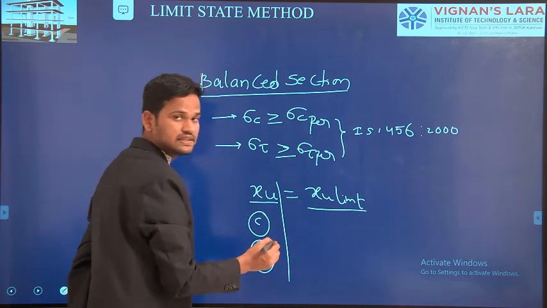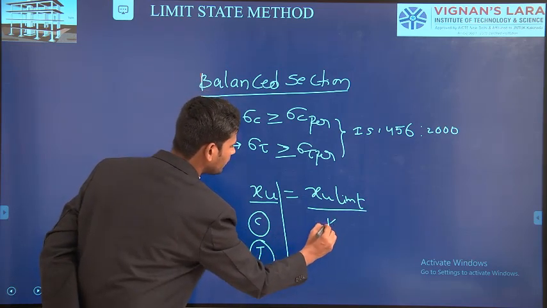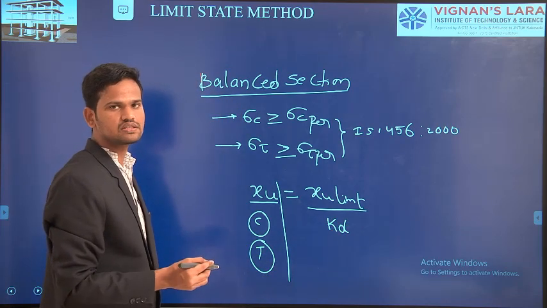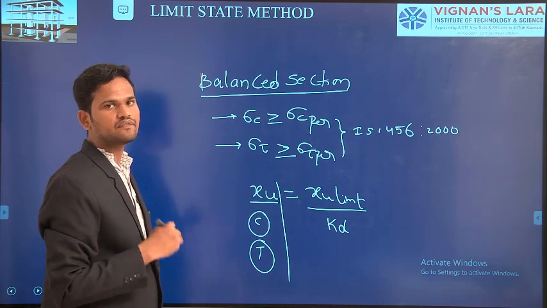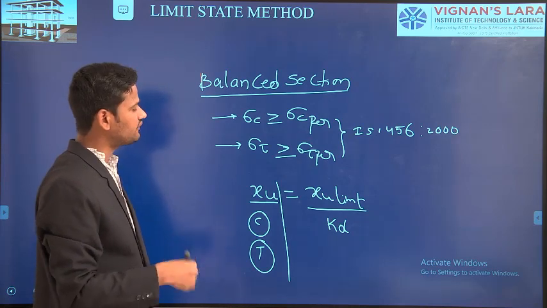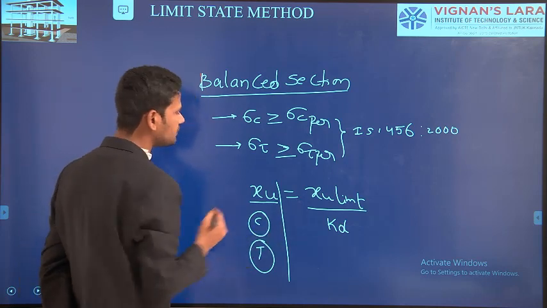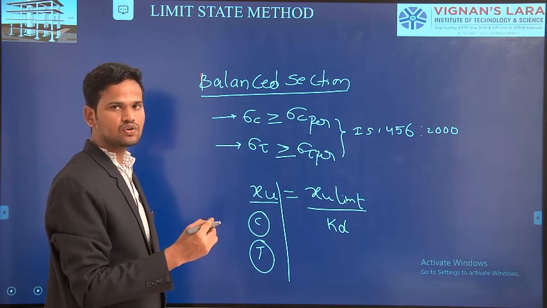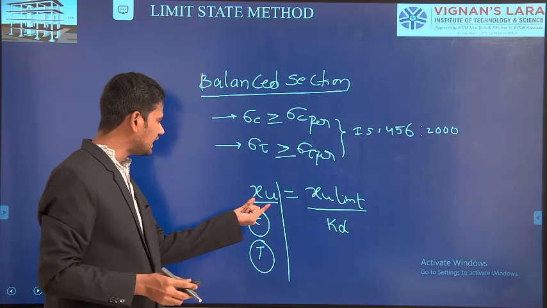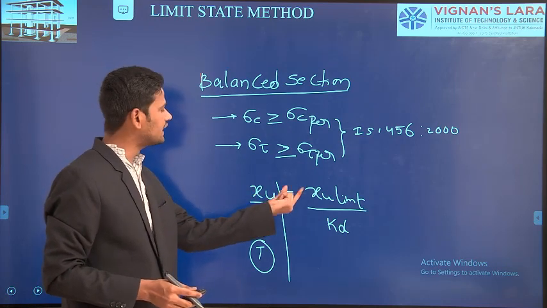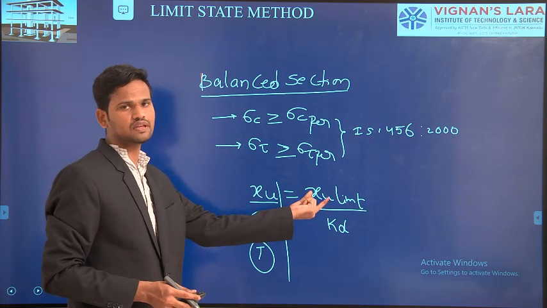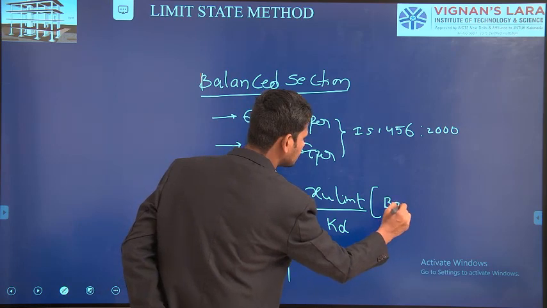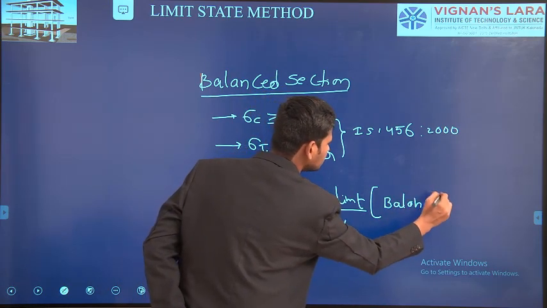Again, if you take Xu limit, we have the formula of k times d. This Xu limit value will vary for different grades of concrete. We have already seen for Fe 250, Fe 415 and Fe 500. Based on this concept, we calculate whether the section is balanced, under reinforced or over reinforced. If the calculated depth of the neutral axis is equal to the limiting depth of the neutral axis, that section will be called a balanced section.